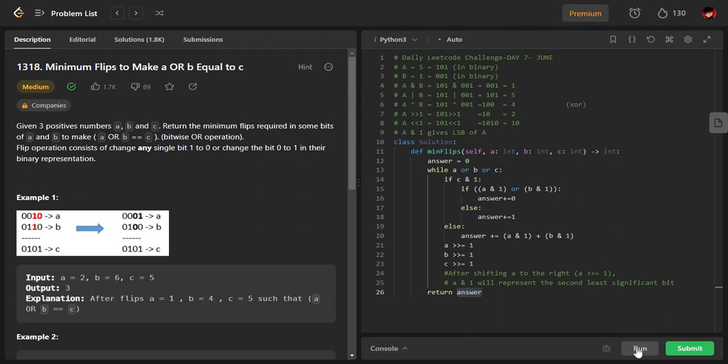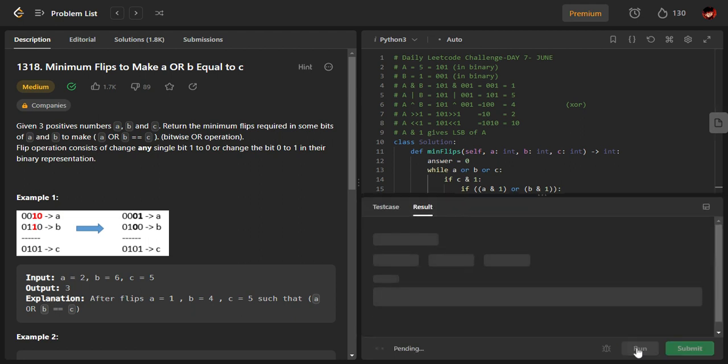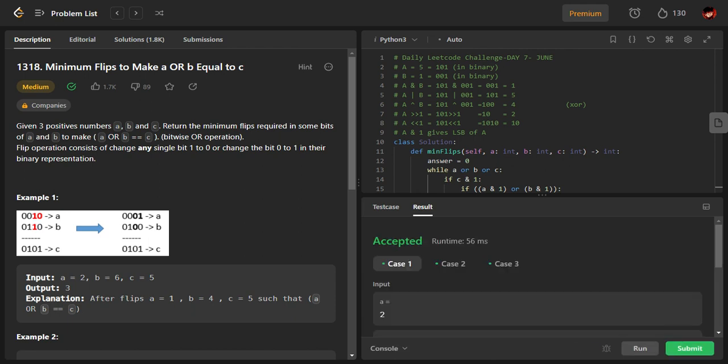I'll just quickly run and show how it works. You can see it's clearing all the test cases.